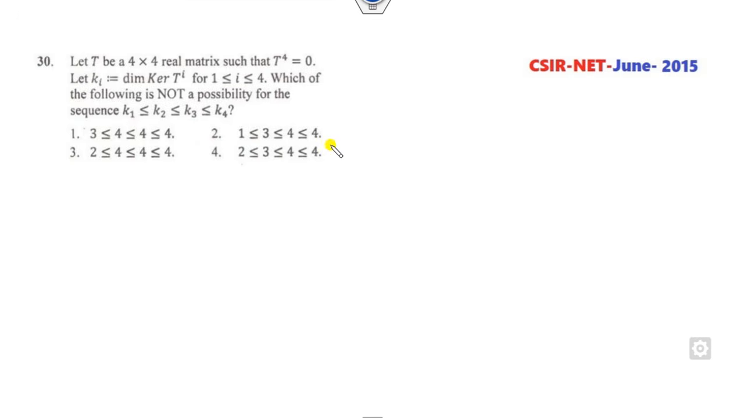Okay, which of the following is here? This is the last question, I think. Yes, this is the last question. What is given to you? T4 is 0. What is the meaning of that? T4 is 0, it means this is a nilpotent matrix. All the eigenvalues are 0. It is not diagonalizable.